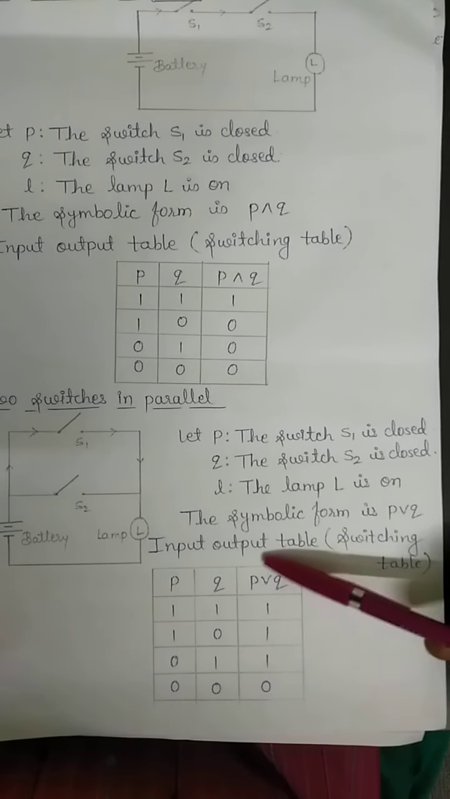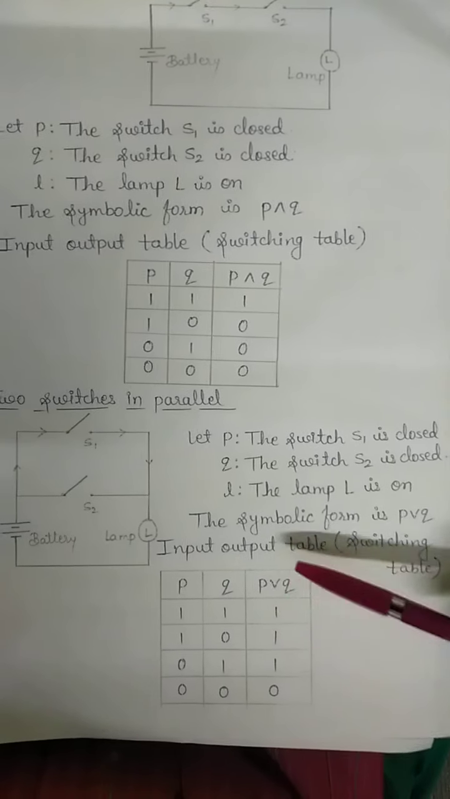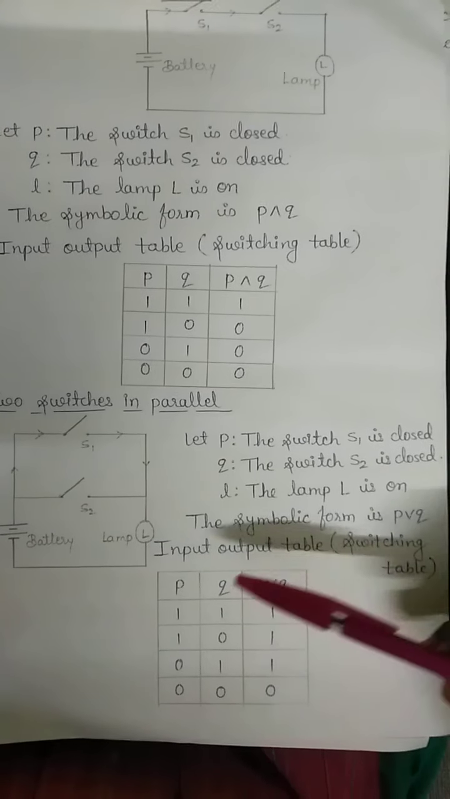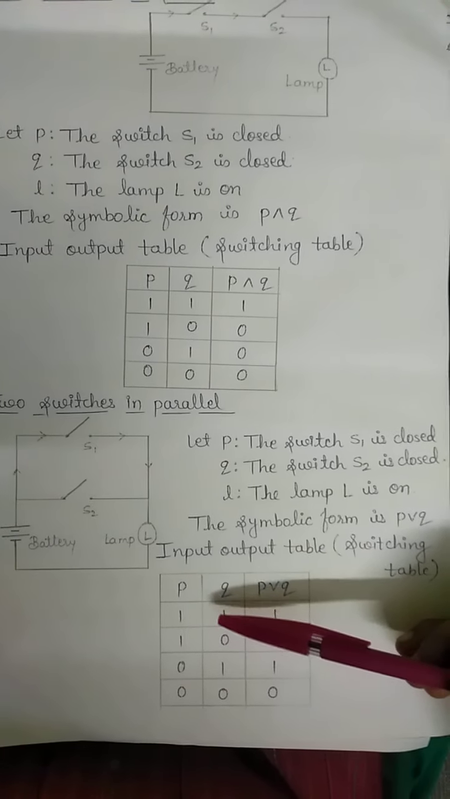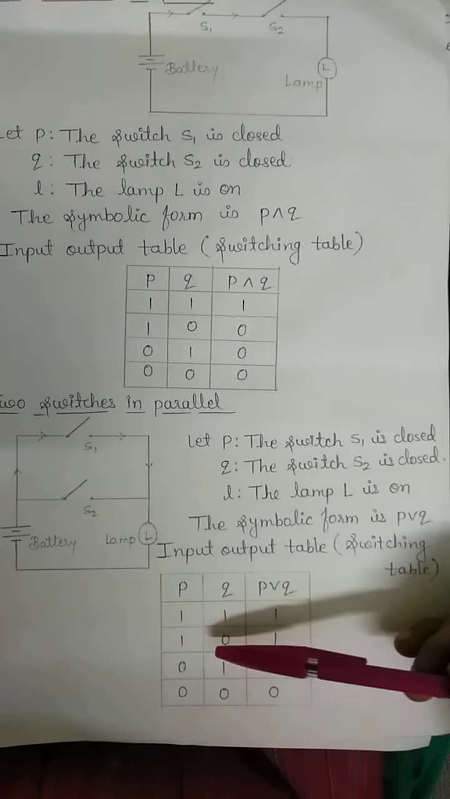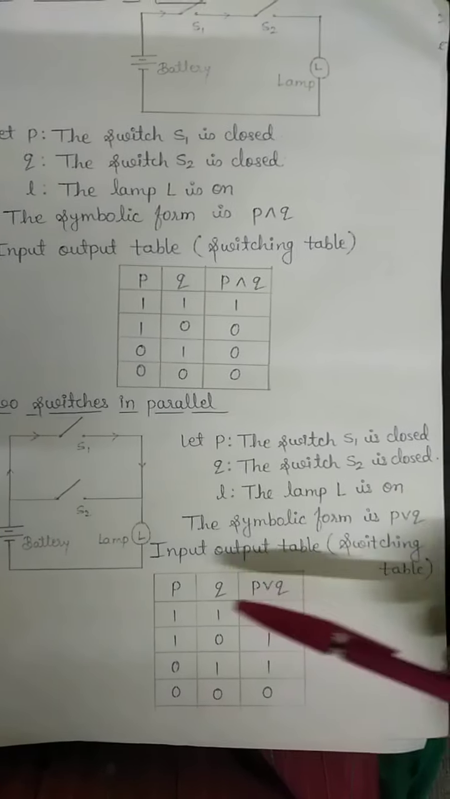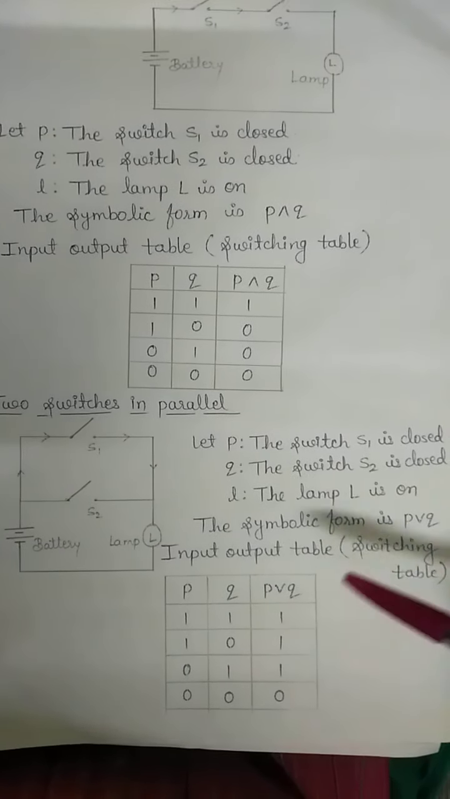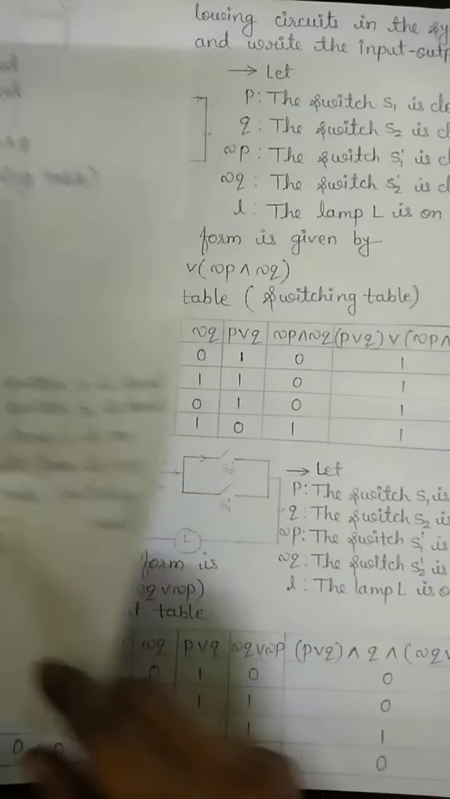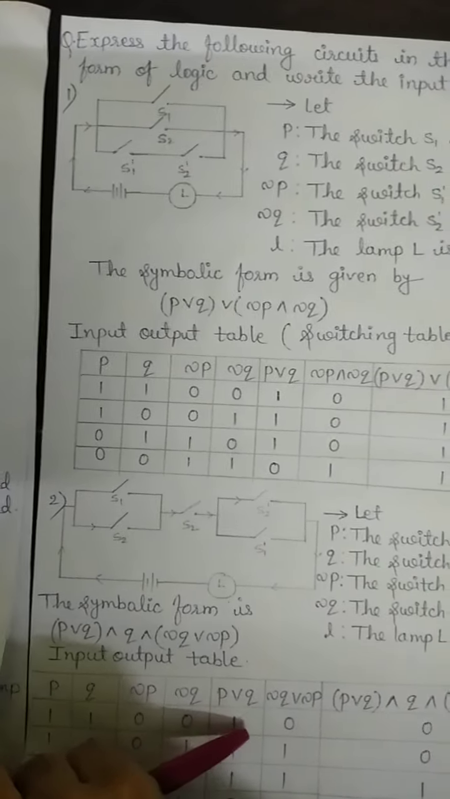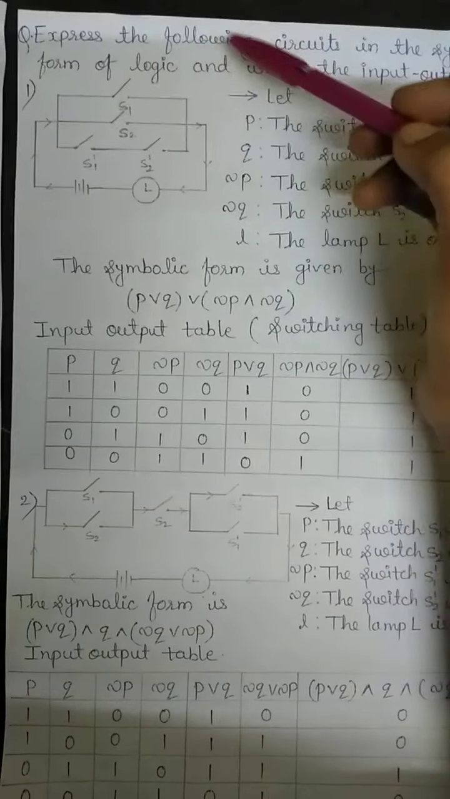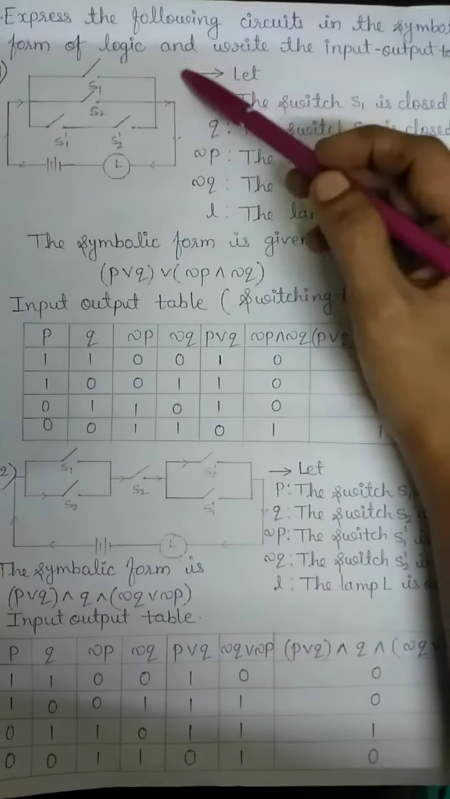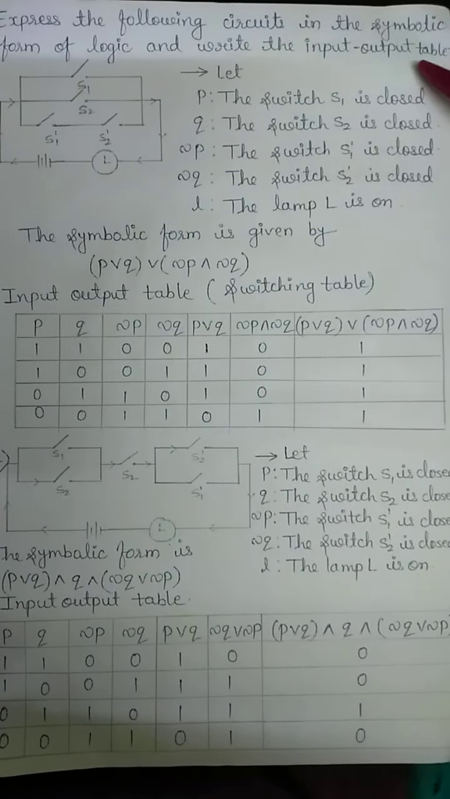Now do you remember the table for the logical connective OR? Out of two statements, if any one is true, then the answer is true. That means here out of two possibilities, if anywhere you have 1, then answer is 1, otherwise 0. So here we have 1 and here we have 0. So next we will consider the questions. First one, express the following circuits in the symbolic form of logic and write the input output table.